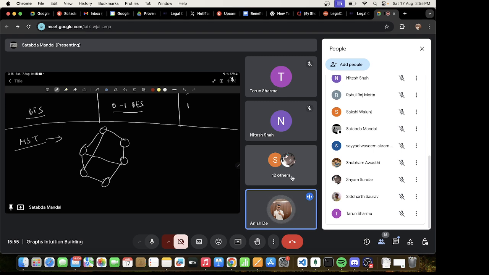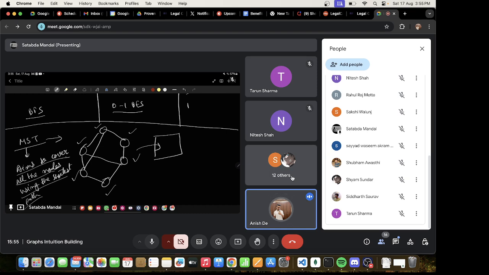Let's say you are in a country. Now as a tourist your goal is to visit all the cities, right? So let's say the country has this many cities. What's the shortest path you can follow so that you cover all the cities? So the minimum spanning tree aims to cover all the nodes using the shortest path. This is the goal of the algorithm.